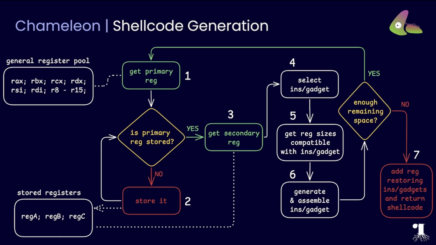Finally, we check if there's still remaining space, and if there is, we just loop again and again until we have no more space to keep generating instructions, because we only have space to add the restoring gadgets that we kept from the beginning. So we add the restoring gadgets and return the generated shellcode.